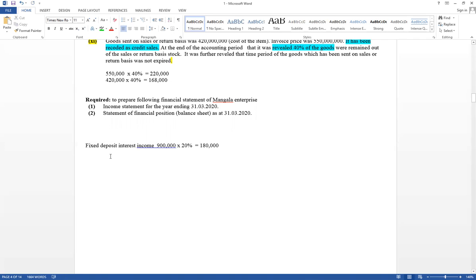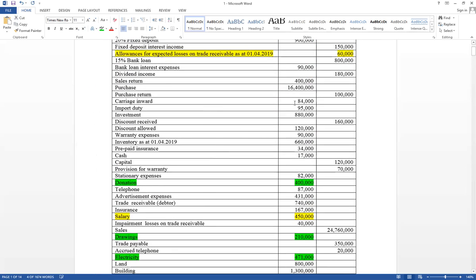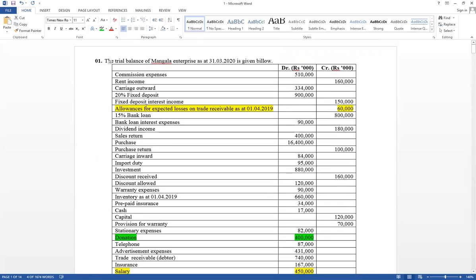Therefore, the balance part is fixed deposit interest income receivable. Fixed deposit interest income receivable equals 180,000 minus trial balance 150,000. Therefore, under current asset, 30,000 should be included as FD interest income receivable. FD interest income and other income 180,000. The trial balance also gave 150,000. Therefore, receivable equals 30,000.